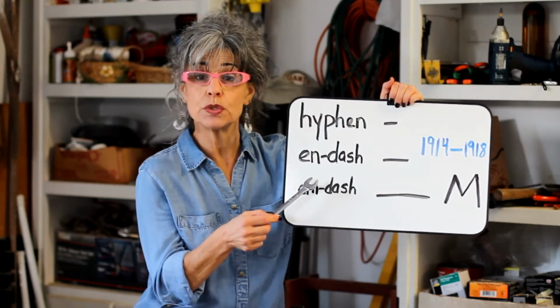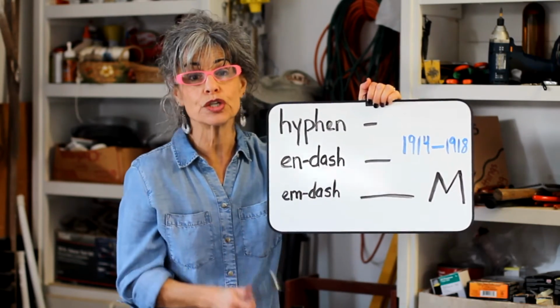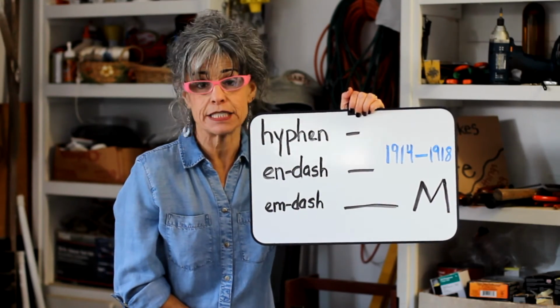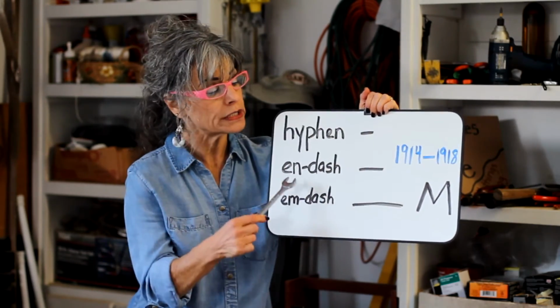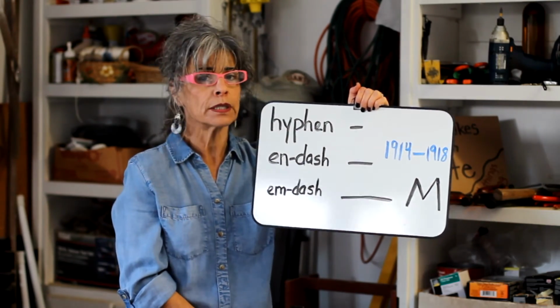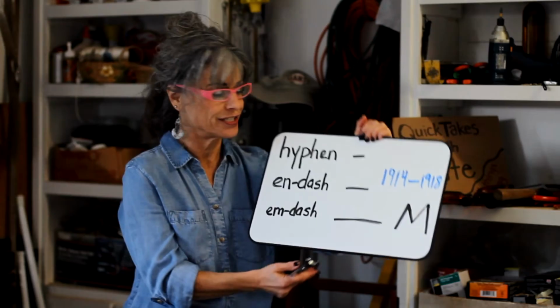An N dash is used between words like nature-nurture that form a pair, or to show a range between dates like 1914-1918. It's called an N dash because it's half the length of the capital M. That really was a 100-meter dash.